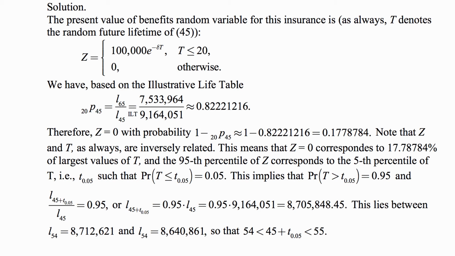We can look up the population size at age 45 in the table. It's 9,164,051, the same value we just used above in the calculation. And so the population size at age 45 plus T sub 0.05 must be 8,705,848.45. This lies between the population size at age 54, which is 8,712,621, and L55, which is 8,640,861. So that age, 45 plus T sub 0.05, is somewhere between 54 and 55.